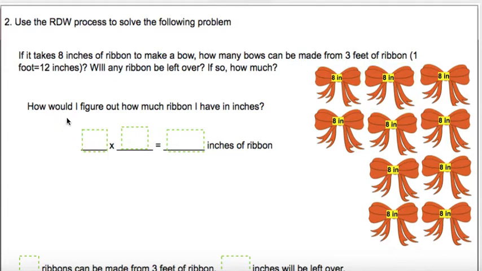Let's start with how would I figure out how much ribbon I have in inches? I have 3 feet of ribbon altogether. But in order to make the bows, I have to convert feet to inches. Go ahead and pause the video and see if you can figure out how to convert 3 feet to inches.